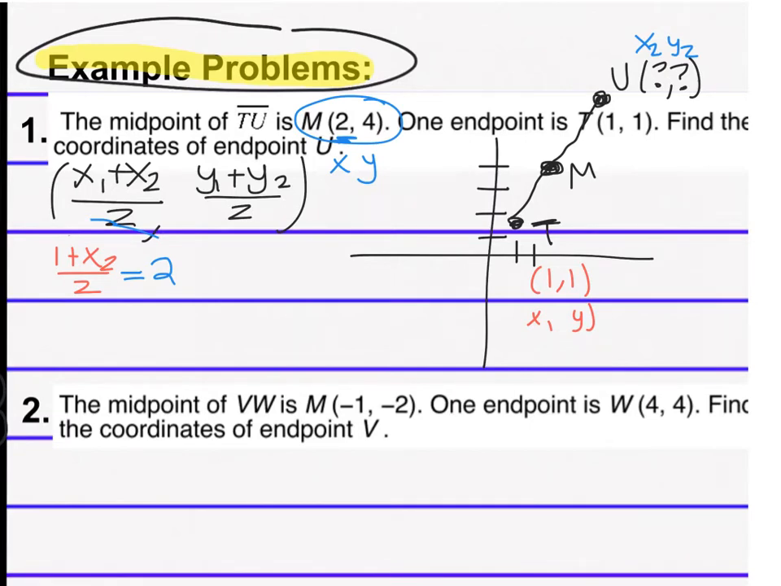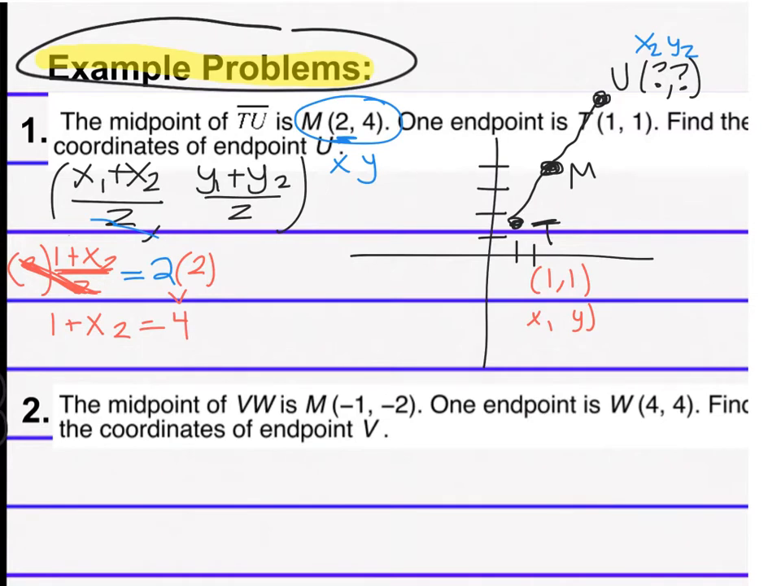So first, I don't like fractions. Let's get rid of the fraction. A fraction is division. Right now, this is being divided by 2. The opposite of dividing by 2 is to multiply by 2. All right, that's going to cancel out my fraction. I have 1 plus x2 over here. On the right of my equation, 2 times 2 gives me 4.